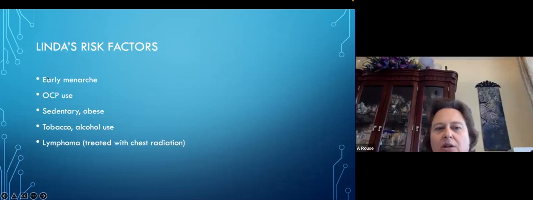So don't forget also, early menarche will increase your risk for breast cancer. She had contraceptive use, so that extra hormonal exposure. Obesity, sedentary lifestyle kind of go together. So those are just additional risk factors. Tobacco and alcohol use. So she had more tobacco use. And then don't forget about the lymphoma component. You want to know what kind of treatments they had. So don't just list they had lymphoma. If she had chest radiation, that dramatically increases her risk for lymphoma.